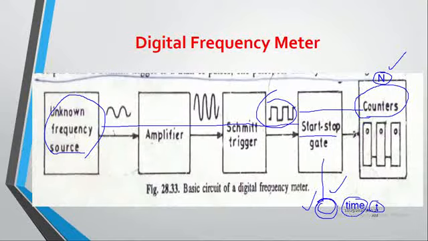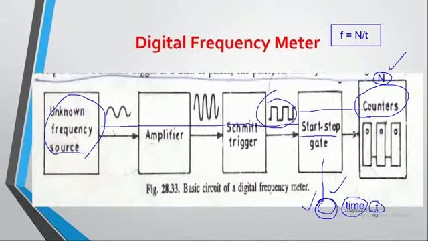Now I know the time period, and I know the number of pulses counted by the counter, so this frequency meter can easily calculate the frequency of the unknown input signal. In order to show the frequency of the input signal, we take the formula F equals N by T. Using this formula, the digital frequency meter is able to show the frequency of the unknown signal.